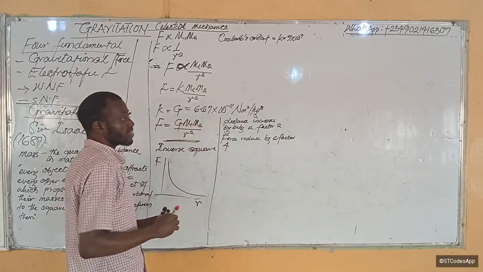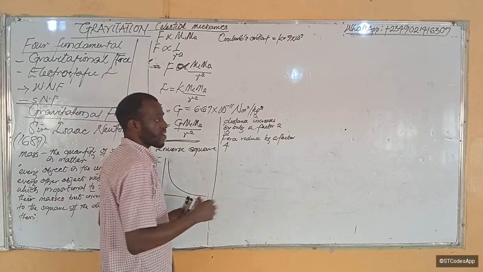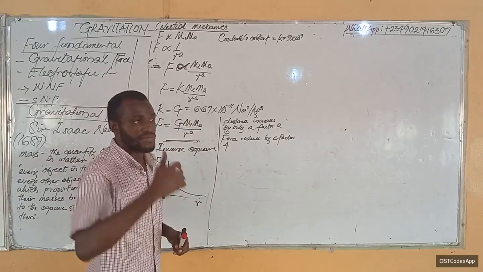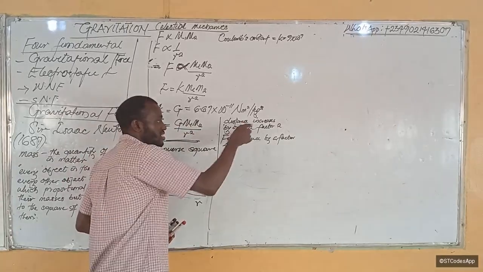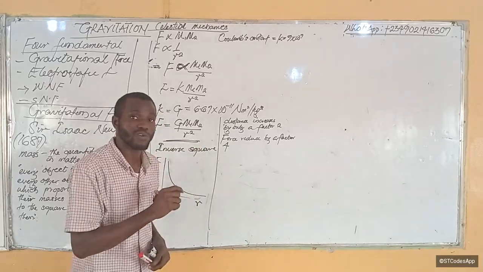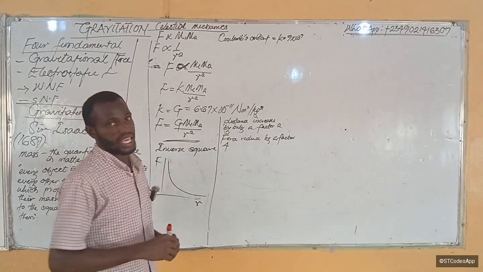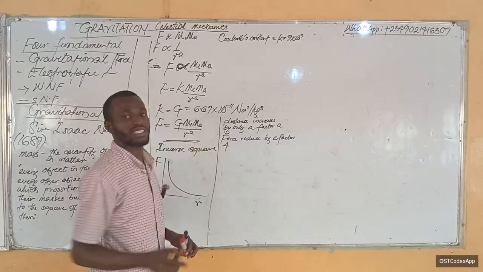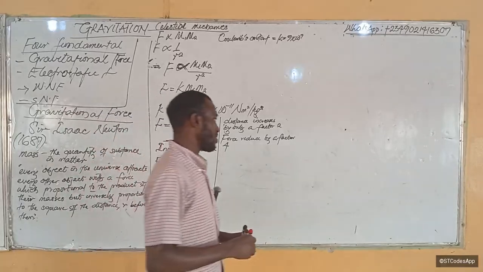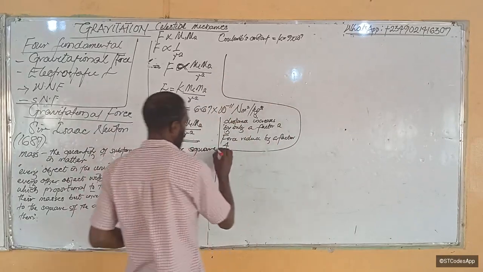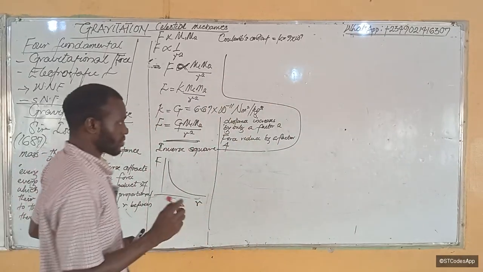So if distance now increases by a factor of 4, force will reduce by a factor of what? By a factor of 16. If distance increases by a factor of 8, force will reduce by a factor of what? 64. Is that right? So the force always reduces by the square of the factor by which the distance increases. Is that clear? Right. I hope you've gotten that concept.